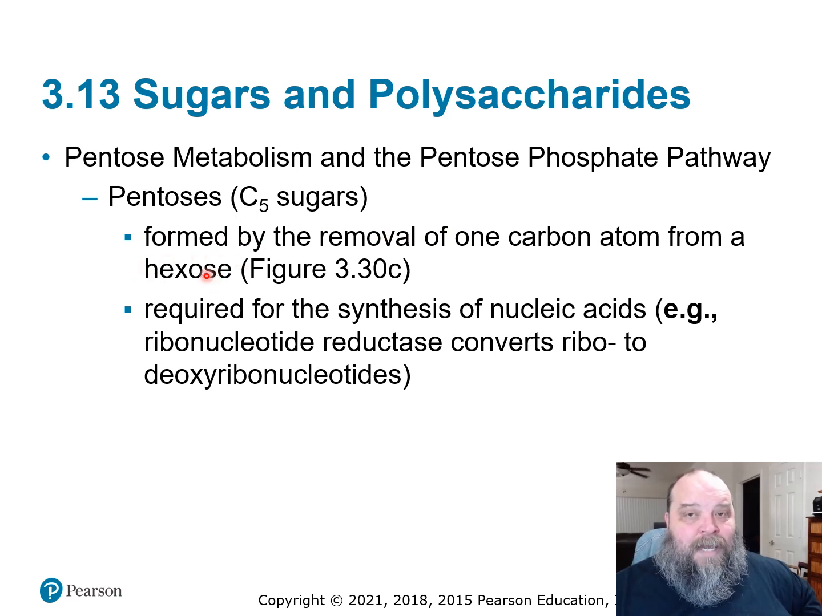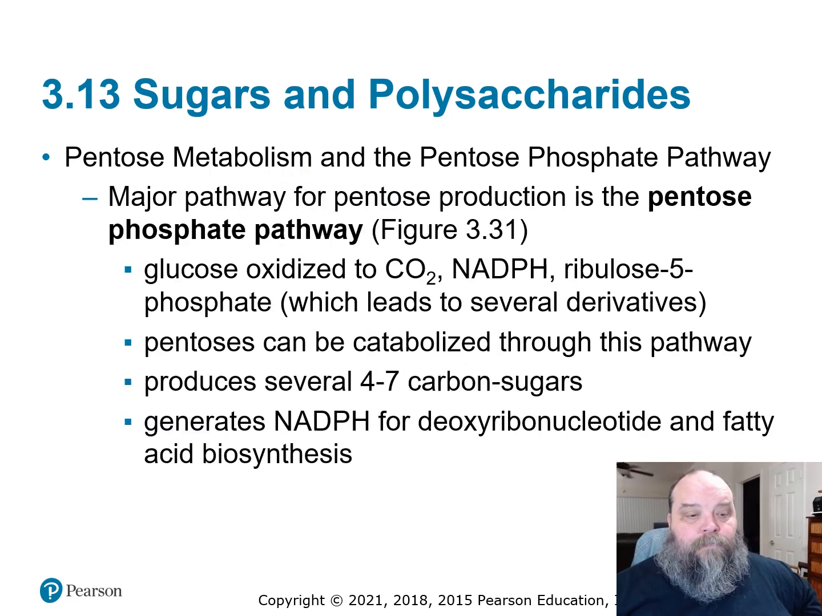You could start with glucose or hexose, remove one carbon atom, boom. Or you can take other carbon strands and, in gluconeogenesis, build up till you get G6P, glucose 6-phosphate, which you then cut, remove that carbon dioxide, and you end up with C5. So this pentose phosphate pathway is the major pathway you see for the making of the sugars that are going to be utilized for the making of nucleic acids.